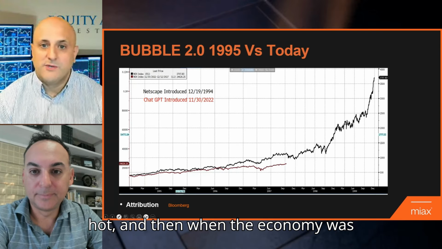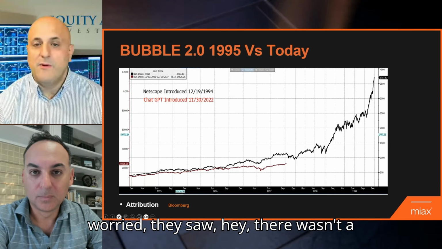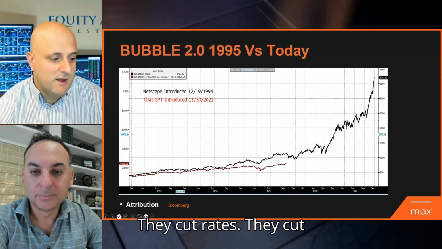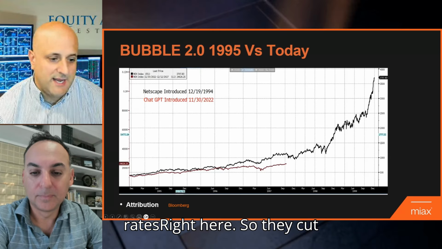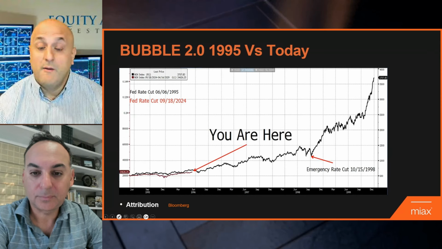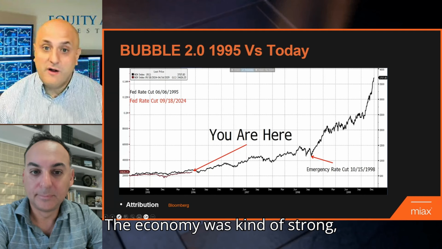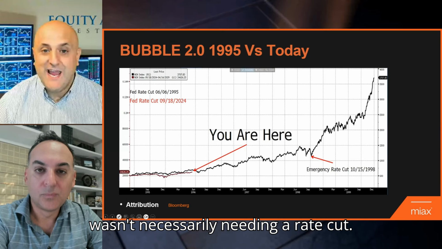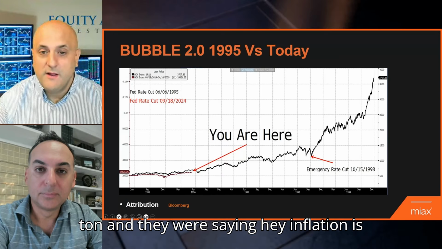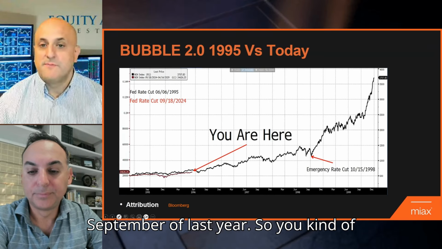And then when the economy was cooling off a little bit with these higher rates, or they were maybe worried, they saw there wasn't a lot of inflation, we can cut rates again. They cut rates right here, in June of 95. The same thing happened in 2024. The economy was strong, wasn't necessarily needing a rate cut per se, but inflation had cooled off a ton, and they were saying inflation's on its way lower, we can start cutting rates here. This happened, remember, September of last year.